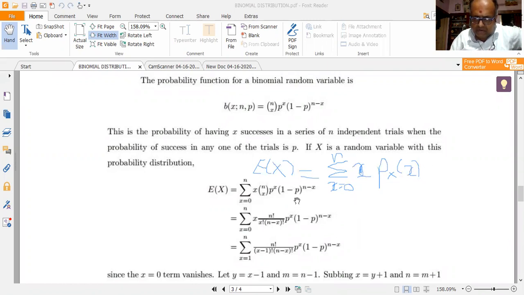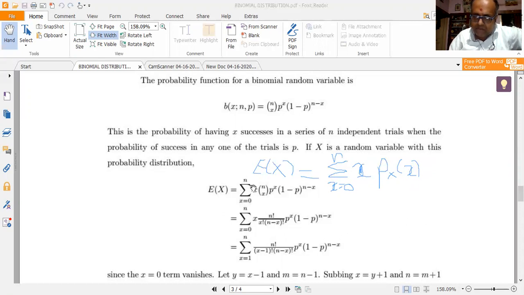To recapitulate, E of x is given by the summation, x equal to 0 to n, of x into P_X of x. This is the standard formula for the mean. E of x gives me the mean. E of x squared is something else that we shall discuss while we compute the variance. So E of x is the summation, x equal to 0 to n, of x into nCx, p to the power of x into (1 minus p) whole to the power of n minus x.